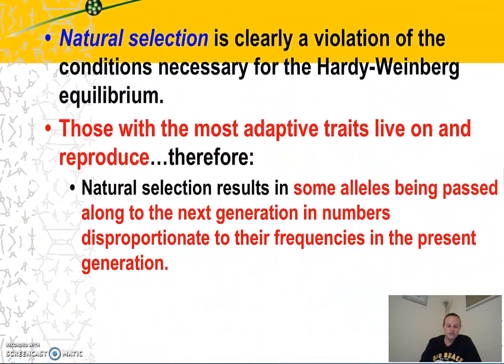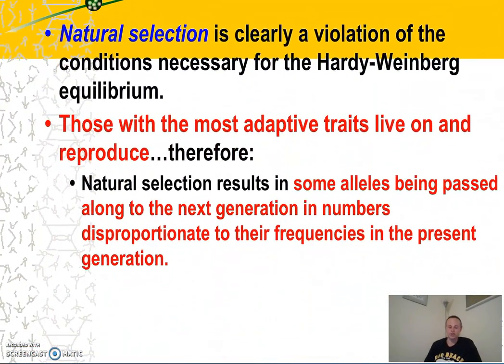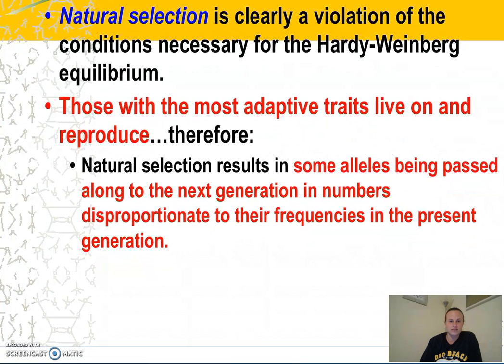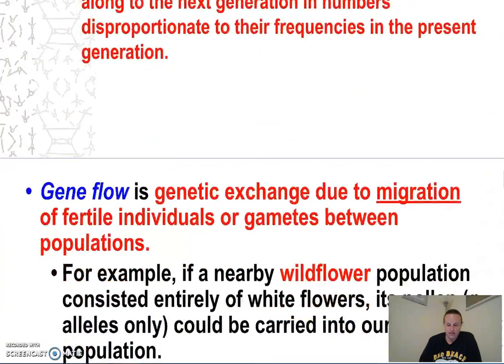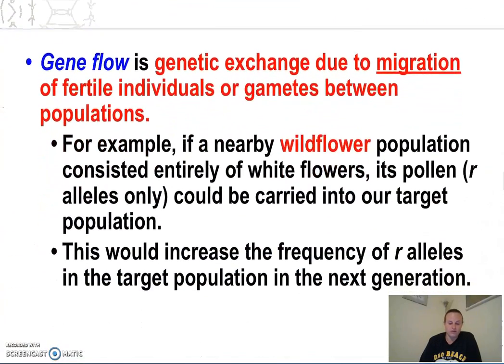Now, when you think of natural selection, you think of Charles Darwin. It is a clear violation of conditions that are necessary for the Hardy-Weinberg equilibrium because those that have the most adaptive traits live on and reproduce. Therefore, the alleles are going to be represented disproportionately in frequencies in generations to follow.